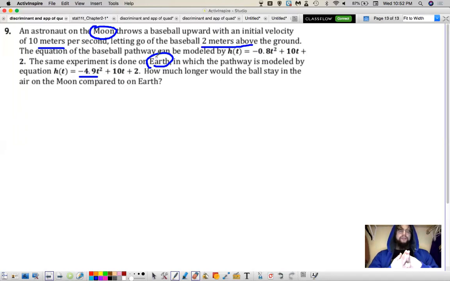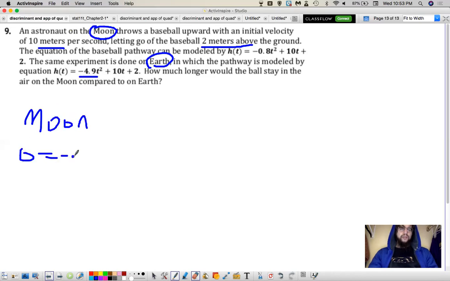So let's check it out. How much longer would the ball stay in the air on the moon compared to on the Earth? So we're trying to find out when it hits the ground in both cases. Ground level is 0, so we just let the height be 0. On the moon, 0 equals negative 0.8t squared plus 10t plus 2.